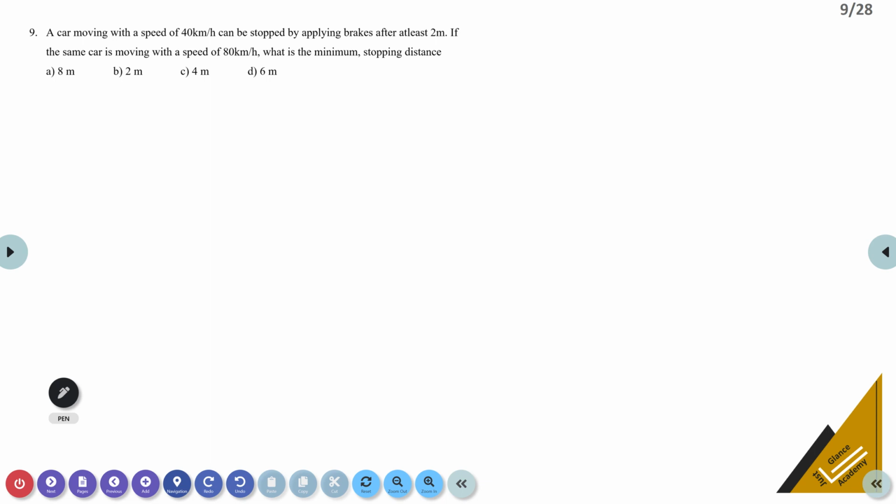A car moving with a speed of 40 km per hour, u1 equal to 40 km per hour, is stopped by applying the brake after at least 2 meters. After that 2 meters, the vehicle comes to rest. Fine.